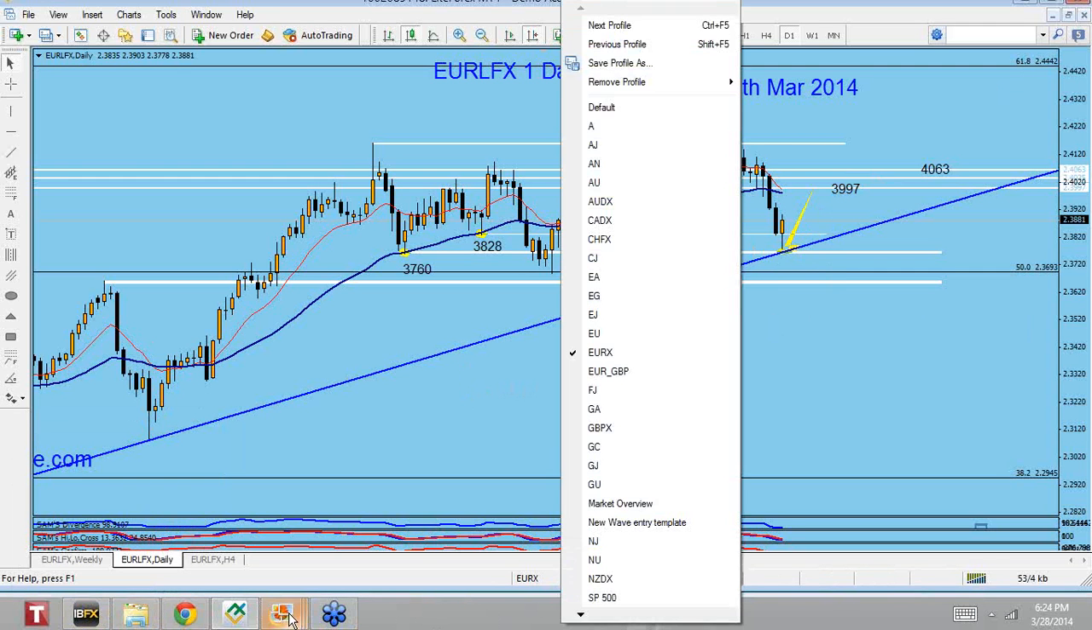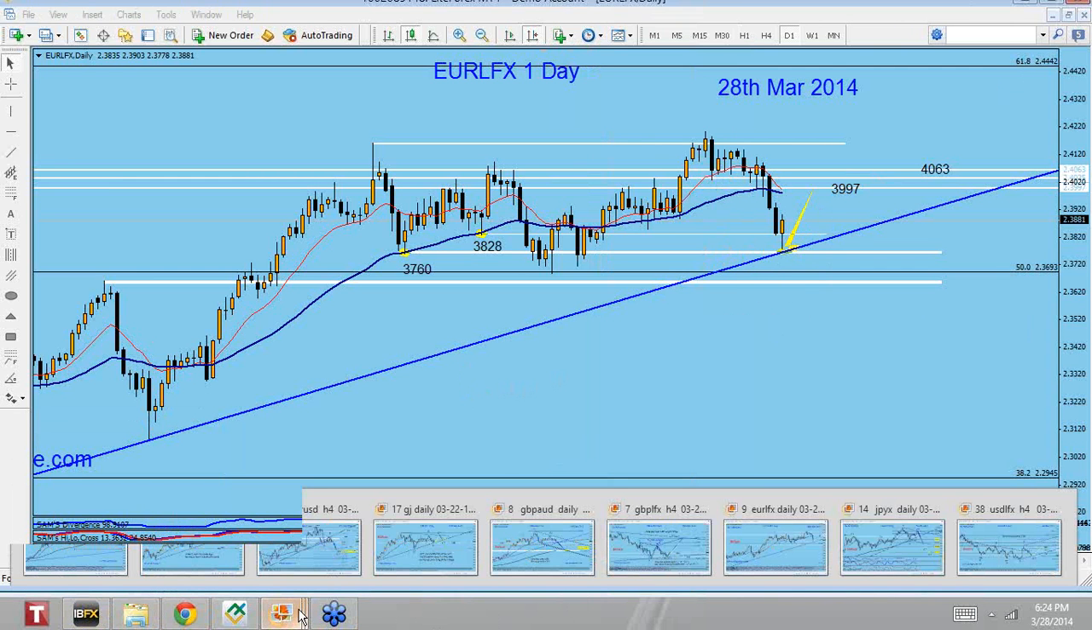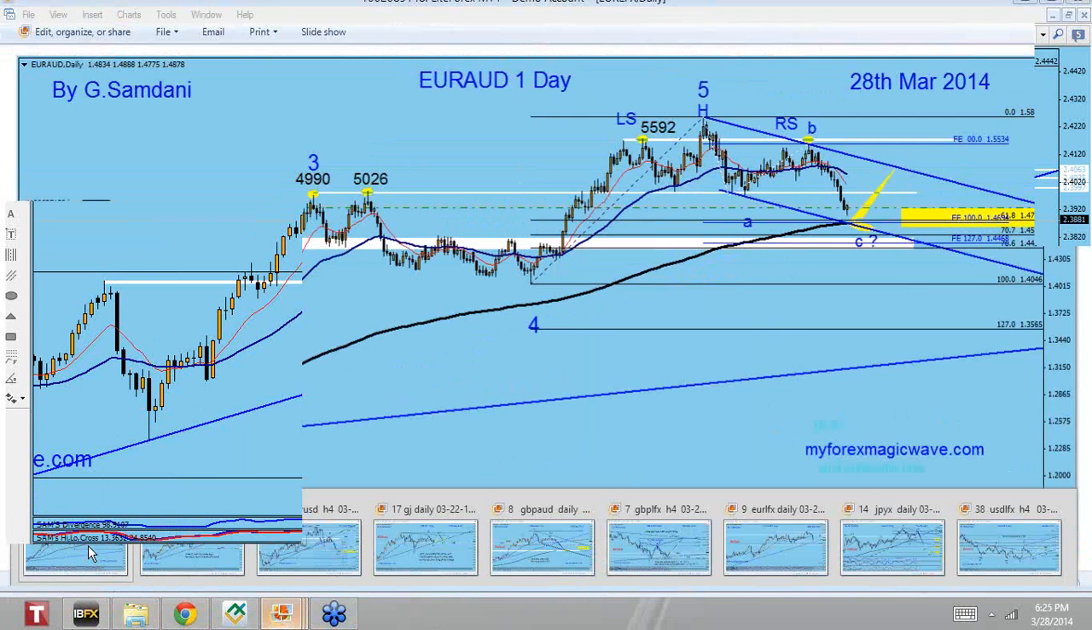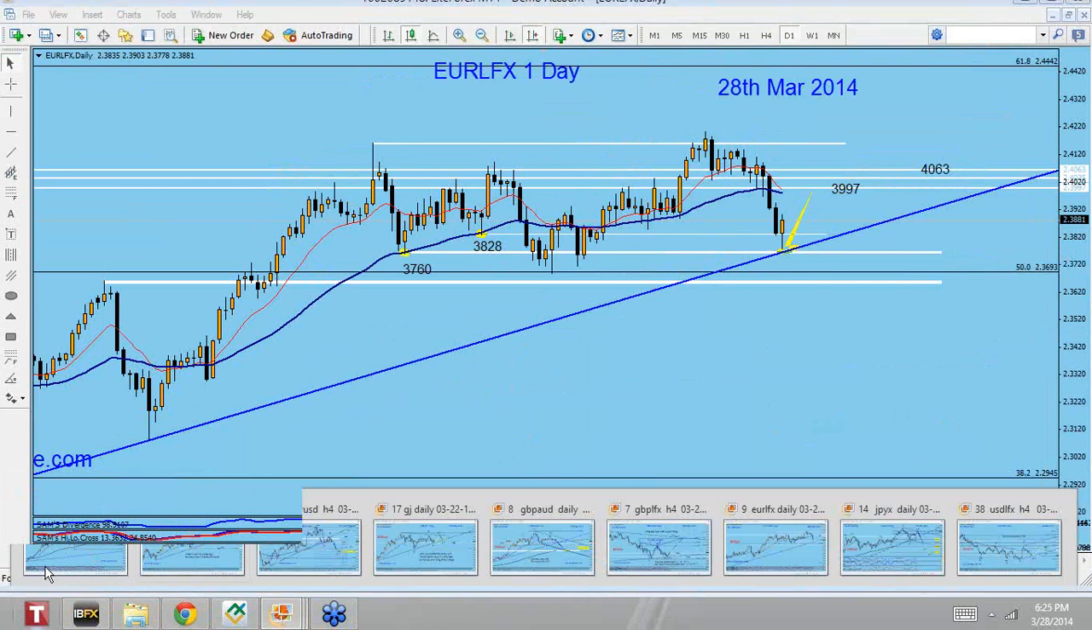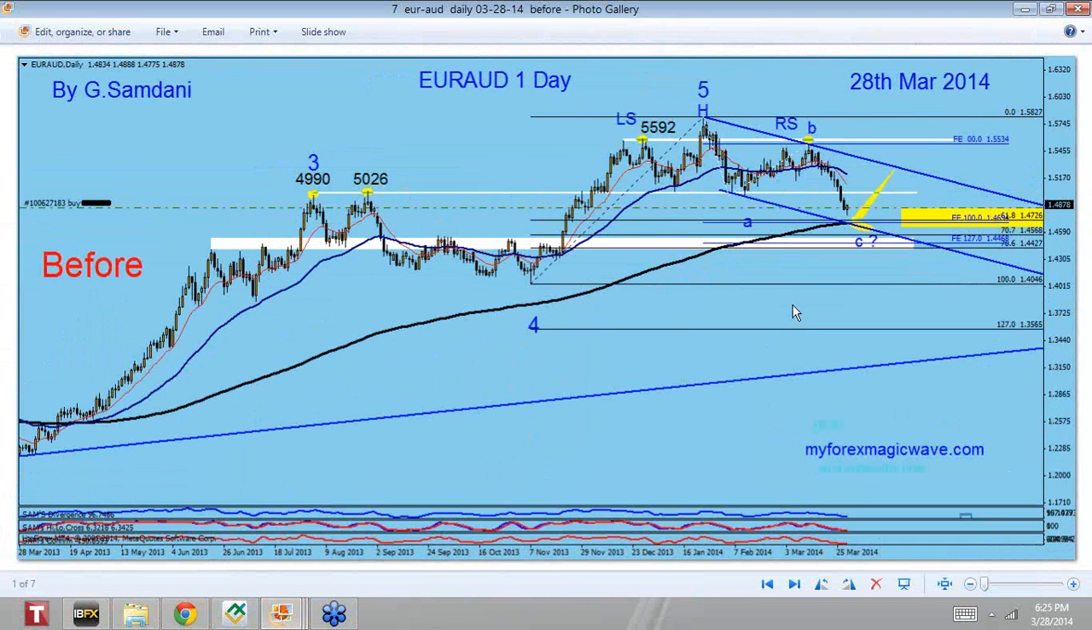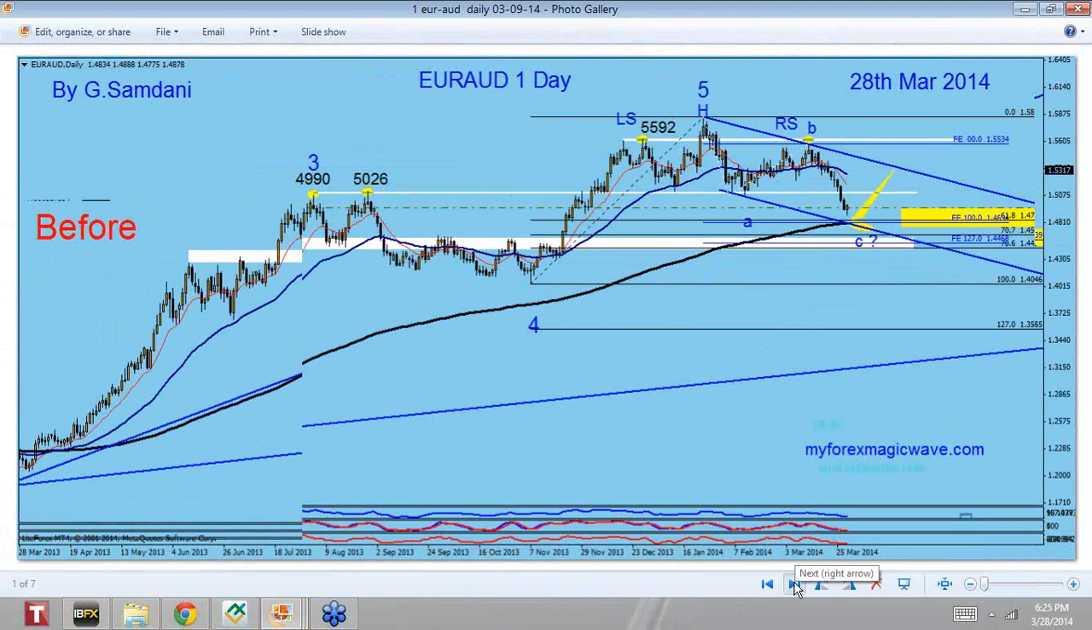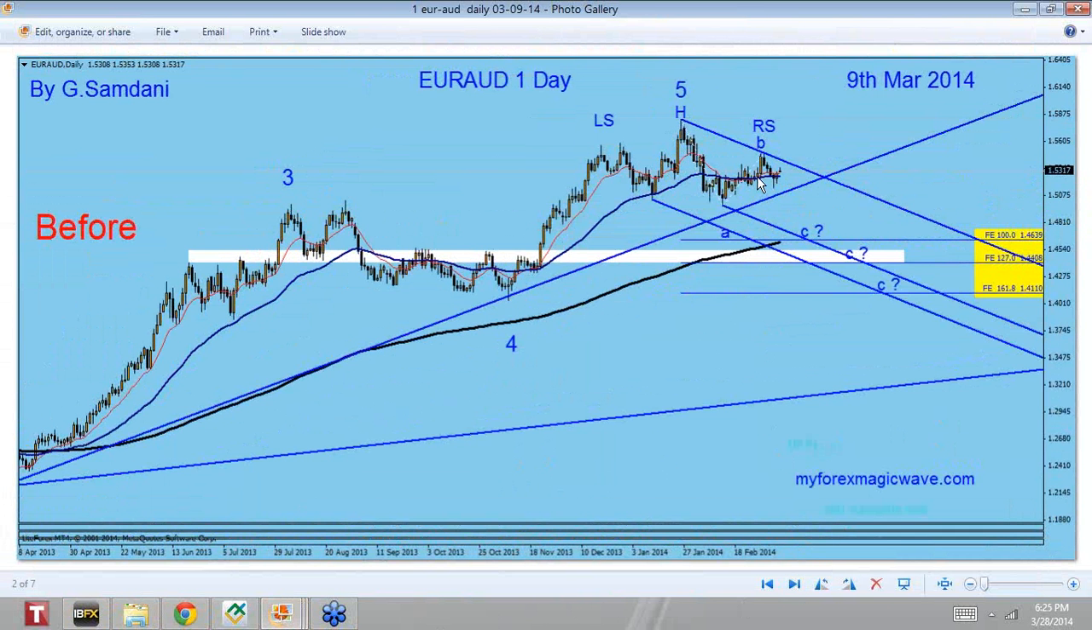Let me show you first the old chart of Euro Aussie. Because of this, Euro is getting weaker and Aussie getting stronger. What happened to Euro Aussie? Where is Euro Aussie? Okay, this was the chart, the previous chart. Not the previous chart, but this is the current chart. And this, okay, this was the chart.